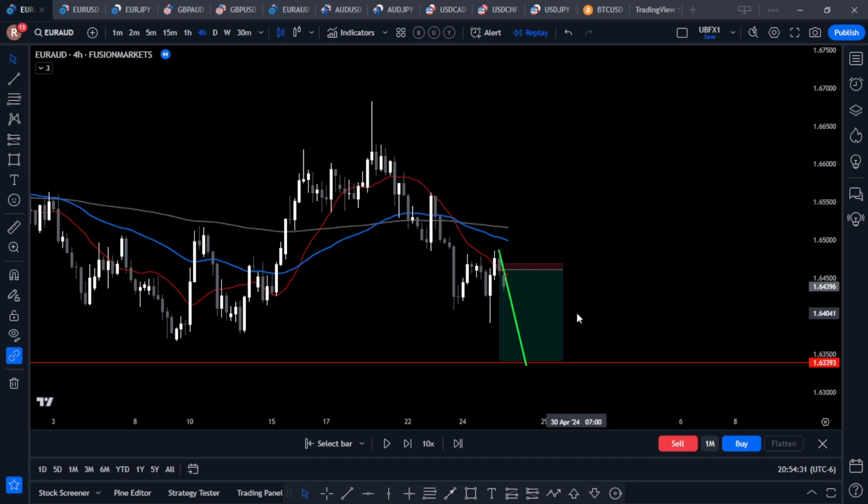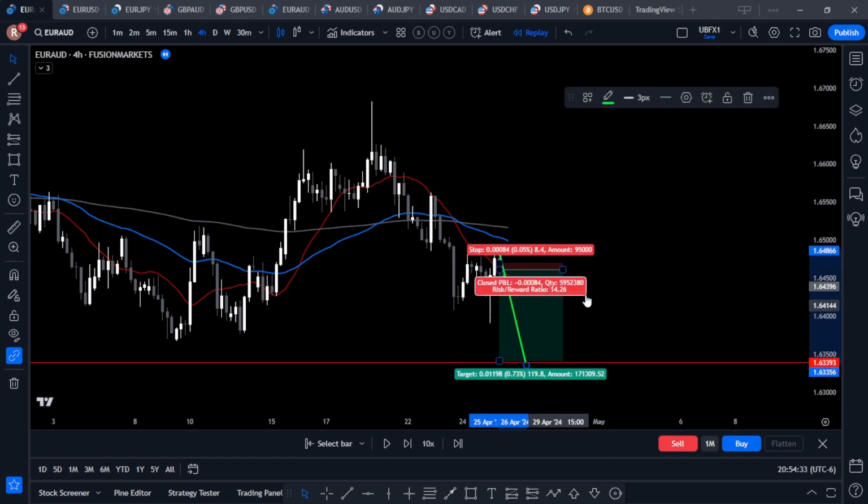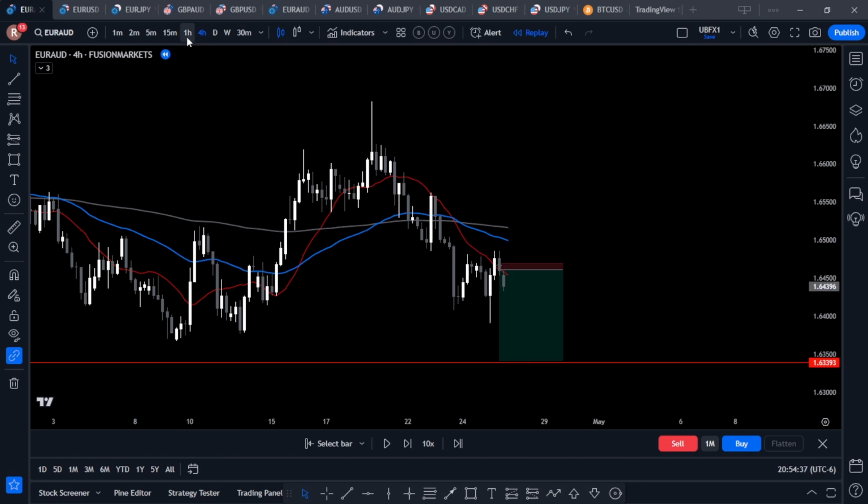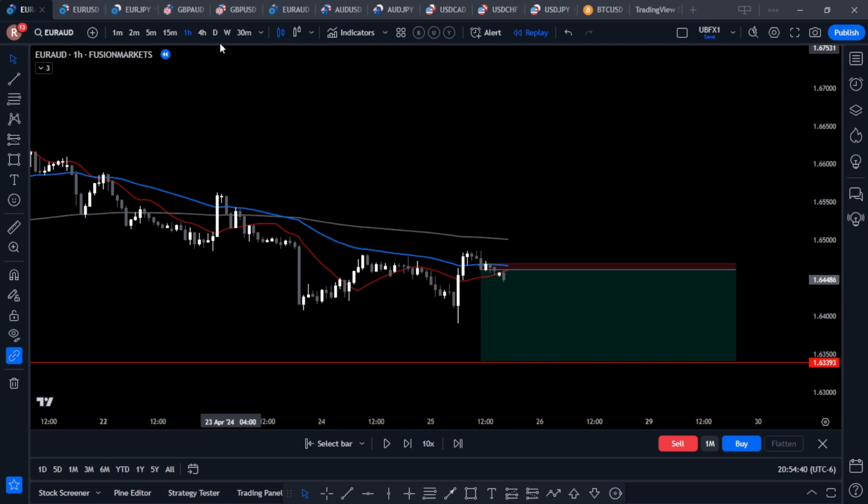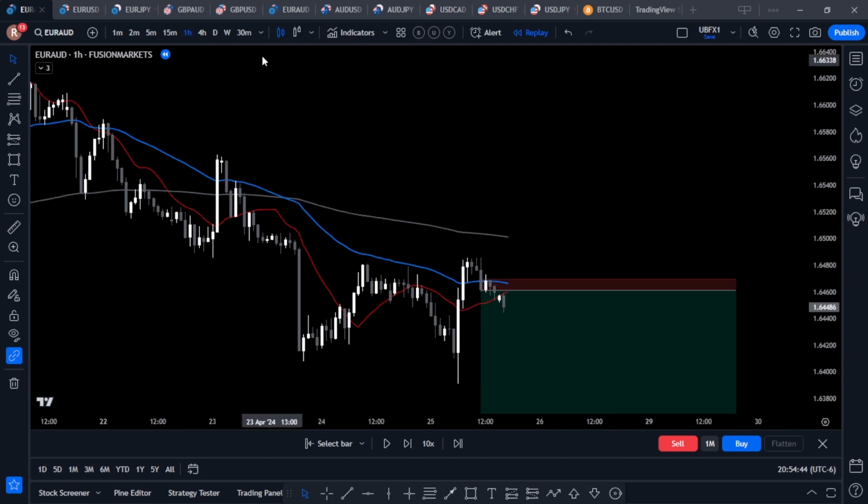Now, this may not happen. It might not result in that. So let's get rid of the leg. Let's move back down to the 1 hour. And on this 1 hour, we're going to start managing this trade. We're going to start watching this trade.